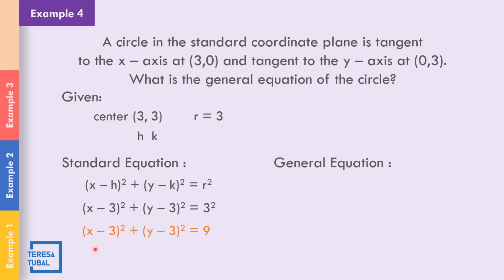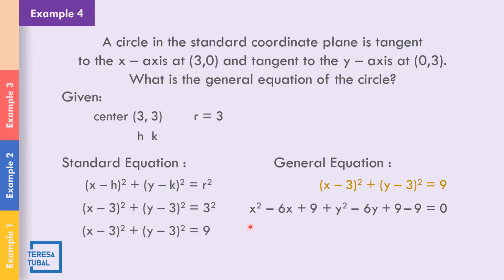So we need to distribute the quantity x minus 3 squared. So x times x is x squared. 2 times x is 2x times negative 3 is negative 6x. Negative 3 times negative 3, the answer is equal to positive 9. How about this one? y times y is equal to y squared. 2 times y is 2y times negative 3, the answer is equal to negative 6y. Negative 3 times negative 3, the answer is equal to positive 9. Positive 9 going to the left, addition property of equality, that becomes negative 9 equals 0.